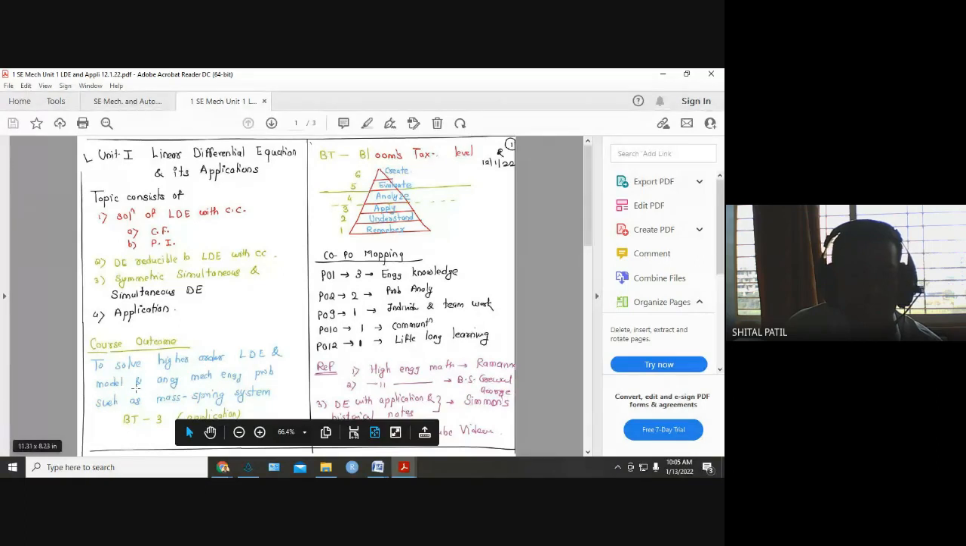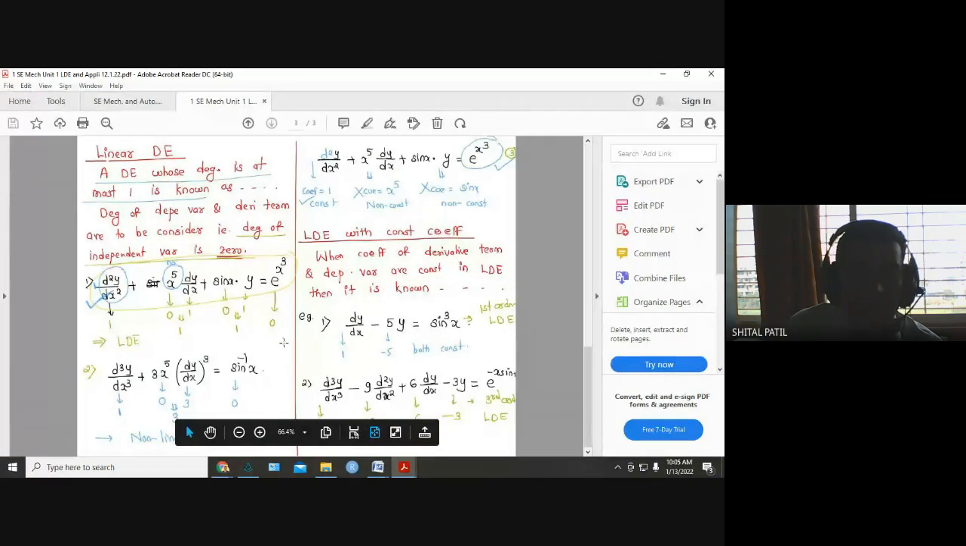We understood what the course outcomes are, what the POs are, and what the BT level is. Then how this CO is mapped to the POs that we have written. References we have written. Then we went through the linear differential equation.